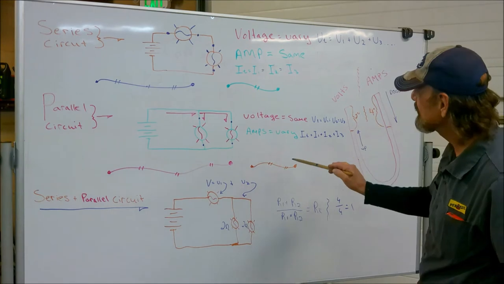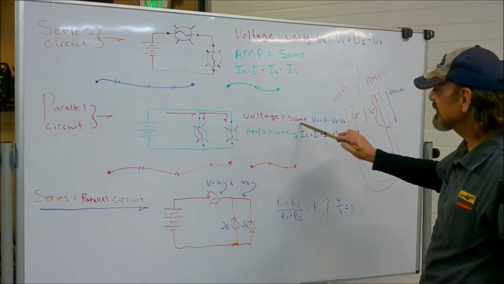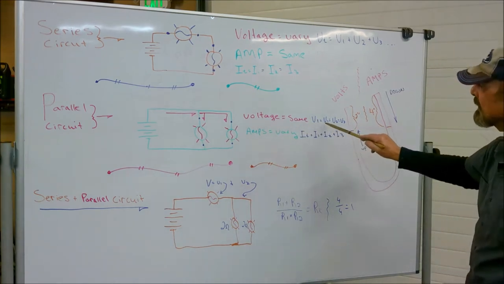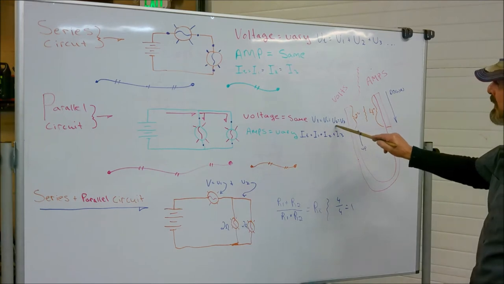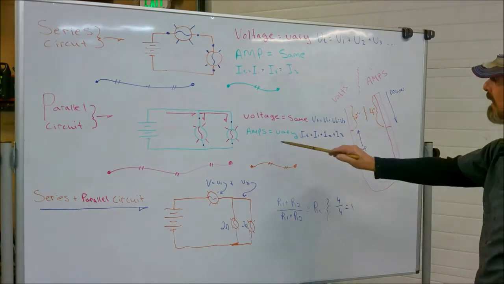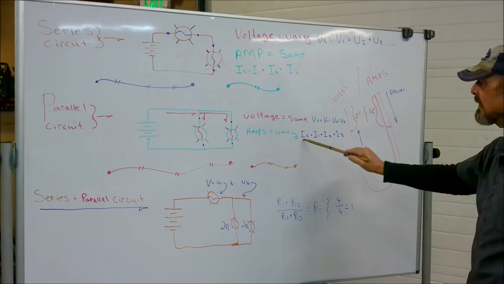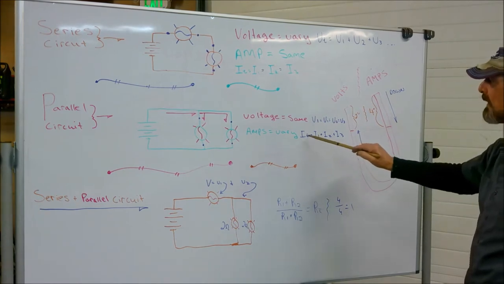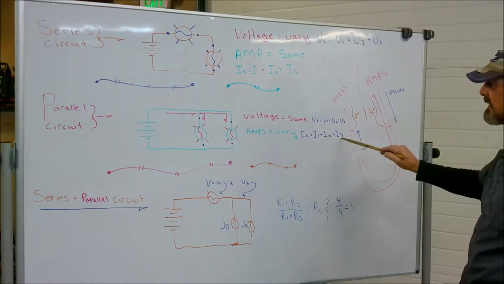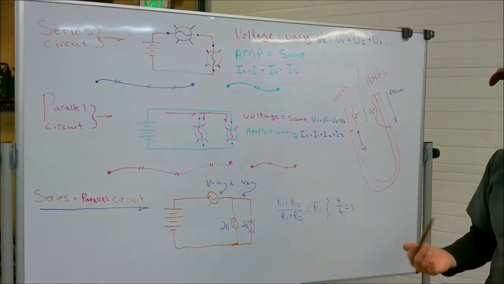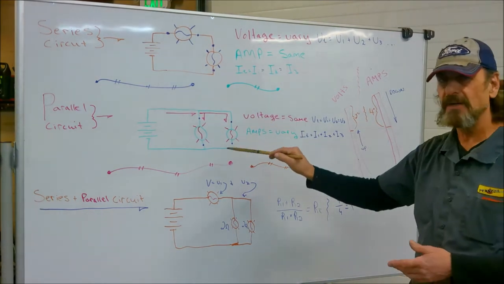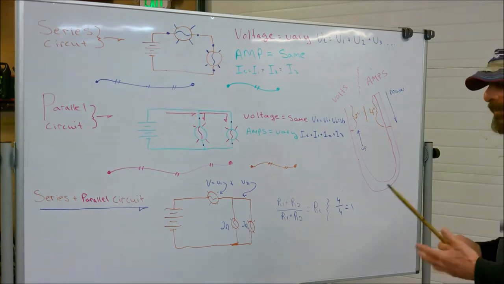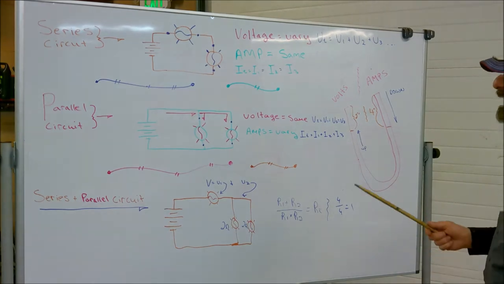So our formula goes like this. The voltage is the same. Voltage total is voltage 1 is equal to voltage 2 is equal to voltage 3. The amps will vary, so amperage total is amperage 1 plus amperage 2 plus amperage 3. That's the basic formula for figuring out these circuits. We're going to get a little bit deeper into detail later on.